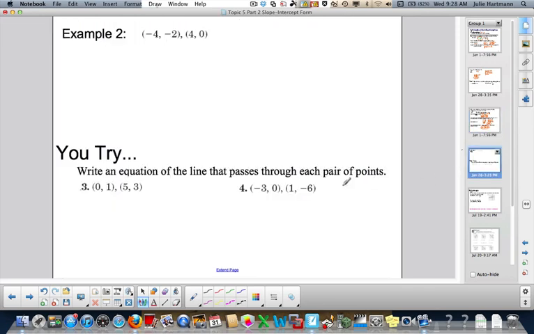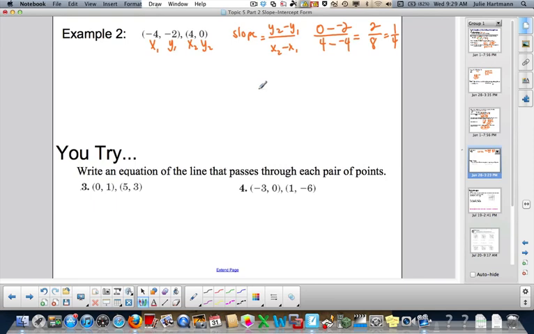All right, let's do another example. 2 points. So we're writing the equation of a line that passes through the 2 points. So first we need to find the slope. Okay. Our slope, remember, is y2 minus y1 over x2 minus x1. So y2, which is 0, minus y1, which is -2, over x2, which is 4, minus x1, which is -4. Minus a -2 is plus 2. 4 minus a -4 is 4 plus 4, which is 8. So we get 1/4.